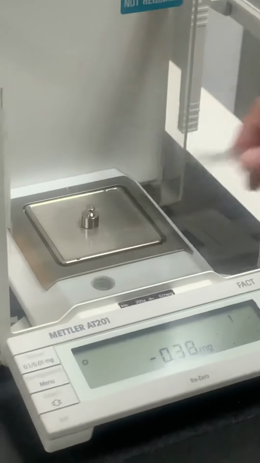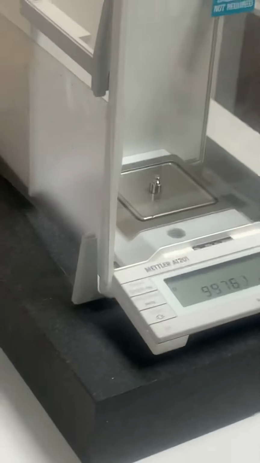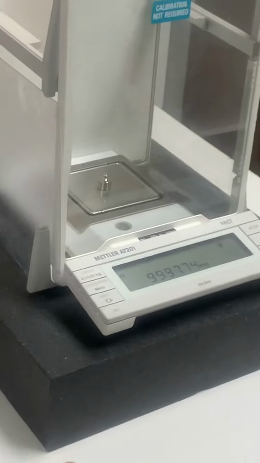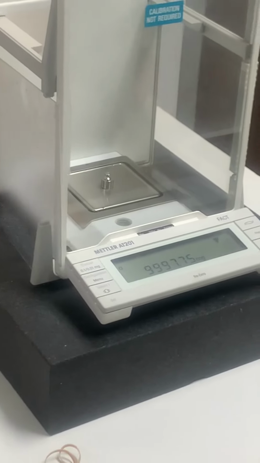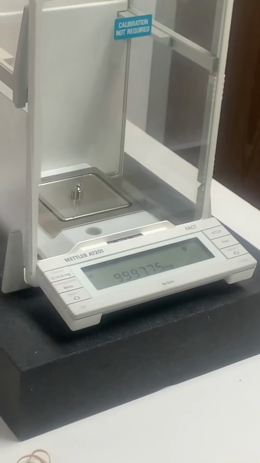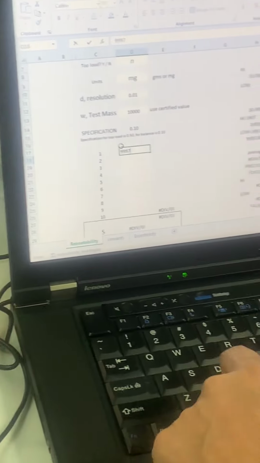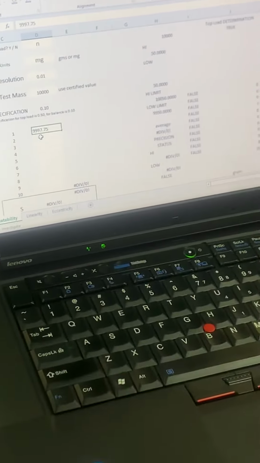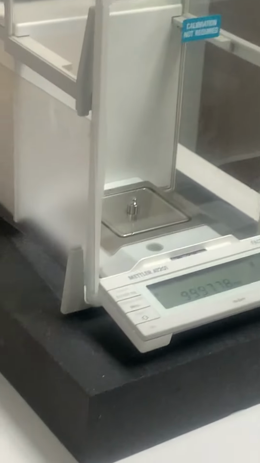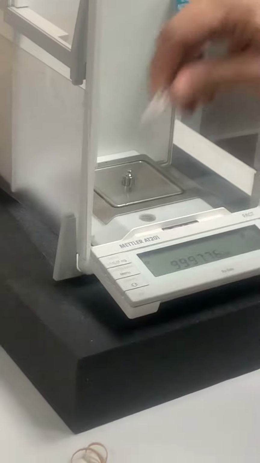Go on the scale, close it up, get your reading. 9997.75 is our first reading, right? And then all you do is you just go down and then you take it off, let it go to zero, do it again, do it again, repeatability, do it again. Keep going, enter in all your readings and stuff, right?